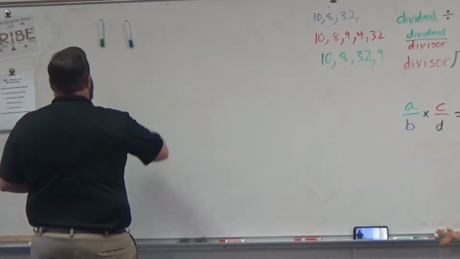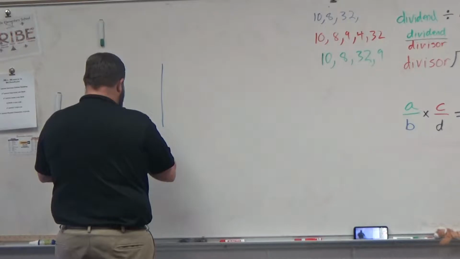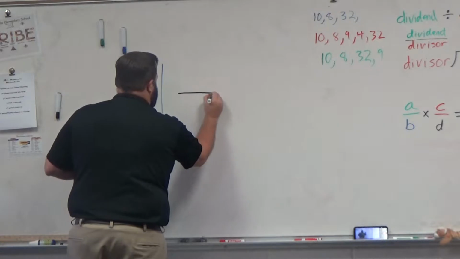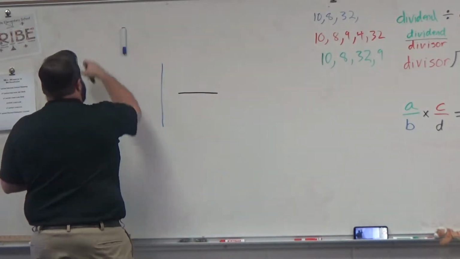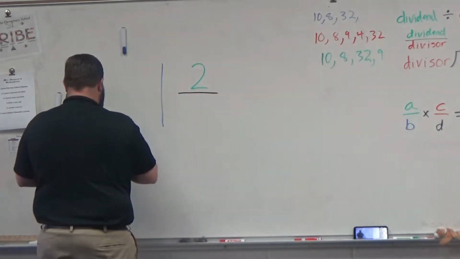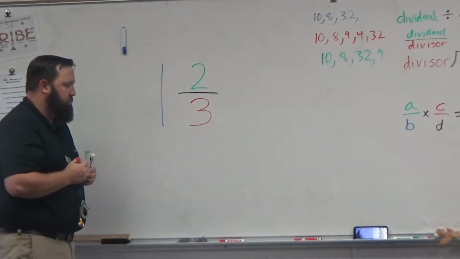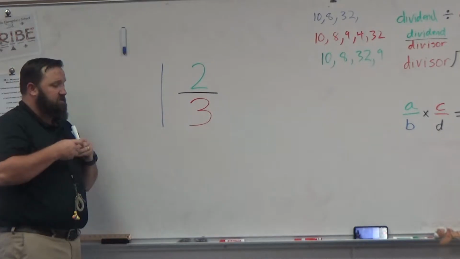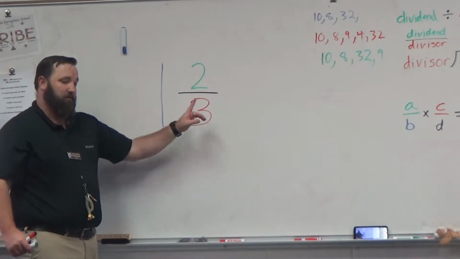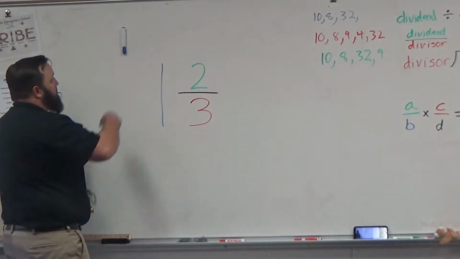So for those of you that don't remember what a mixed number is, let's start with 1 and 2 thirds. Now, this is what we call a mixed number. The reason why we call it a mixed number is you have a whole number and a fraction. They're mixed together. Alright?